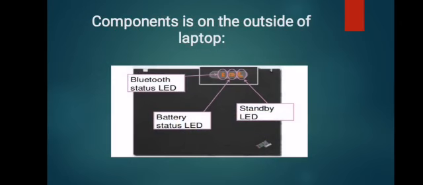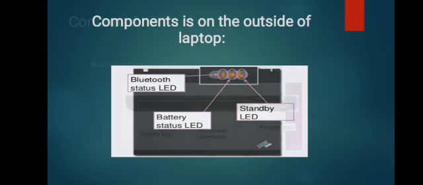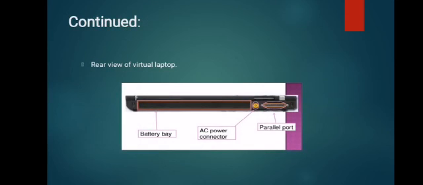Components on the outside of the laptop. Bluetooth status LED, battery status, standby LED. Rear view of laptop: battery, AC power supply, and parallel port. A parallel port is an interface allowing a personal computer to transmit or receive data through data cables.